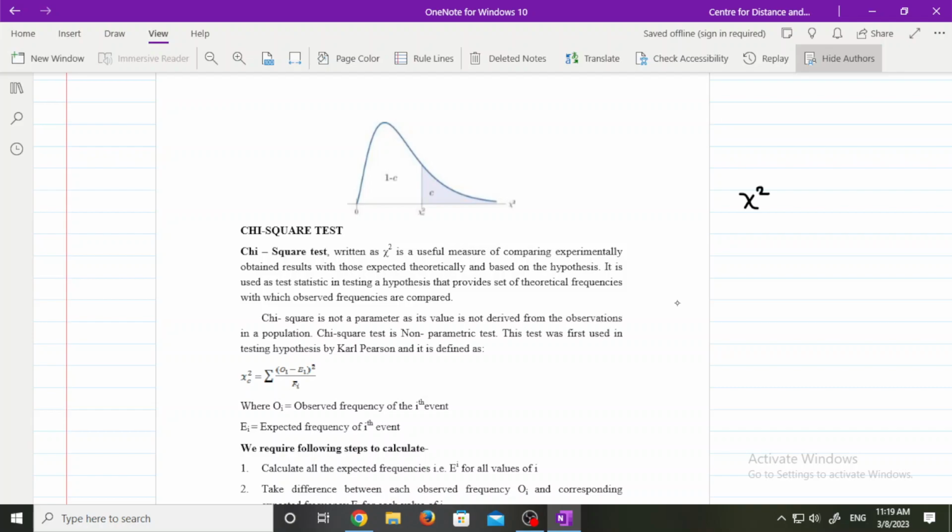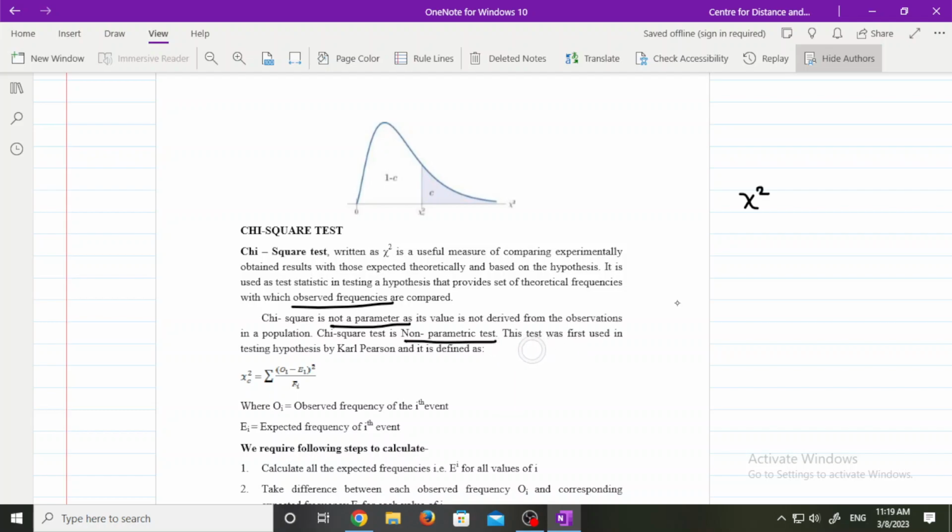Chi-square test is used as a test statistic in testing a hypothesis that provides a set of theoretical frequencies with which observed frequencies are compared. Then, chi-square test is non-parametric as its value is not derived from the observations in a population. Chi-square test is a non-parametric test.